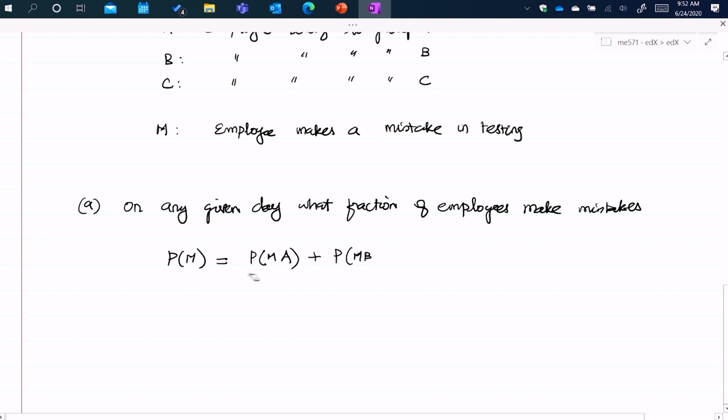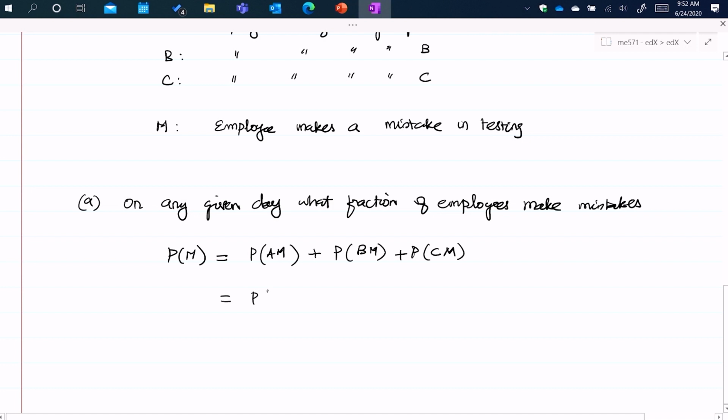or the employee belongs to group C and makes a mistake, which from Bayes theorem I can write as probability of M given A times probability of A. Mistake given group A, the mistake rate, and similarly M given B times probability of B, plus probability of M given C times probability of C. And I know these values, so I can go ahead and estimate these.